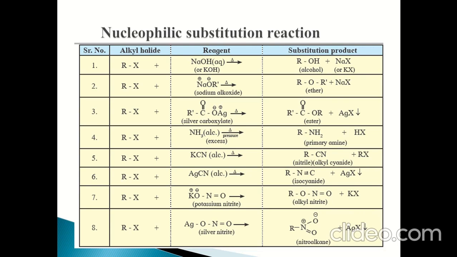Alkyl halide, when treated with alcoholic ammonia in excess, forms primary amine. Alkyl halide, when treated with potassium cyanide in alcohol, forms alkyl cyanide. Alkyl halide, when treated with silver cyanide in alcohol, forms isocyanide. Alkyl halide, when treated with potassium nitrite, forms alkyl nitrite. Alkyl halide, when treated with silver nitrite, forms nitroalkane.